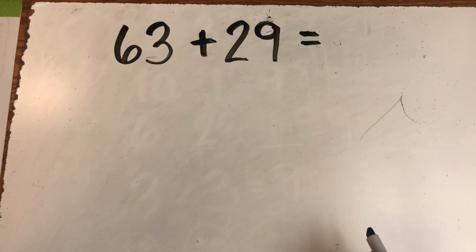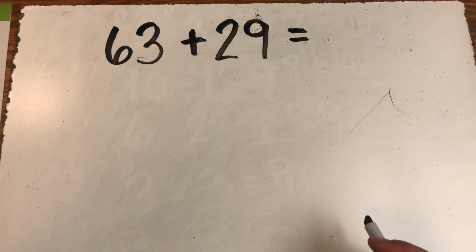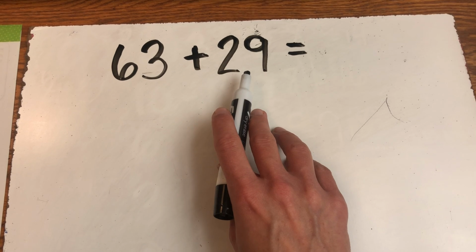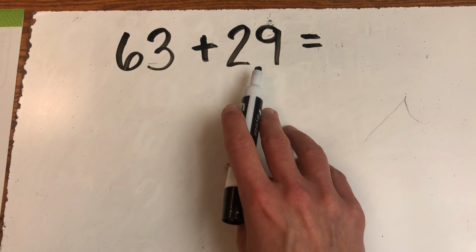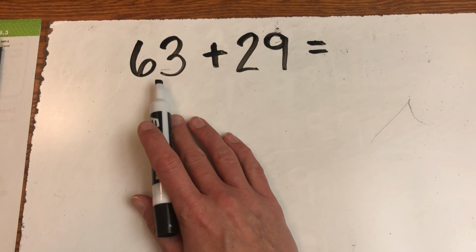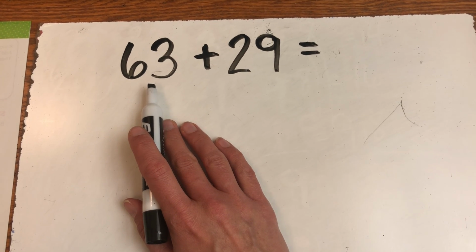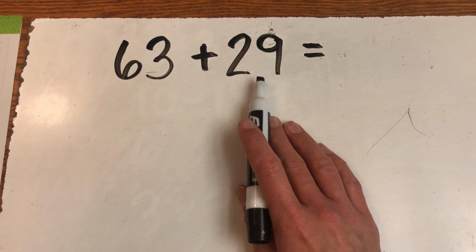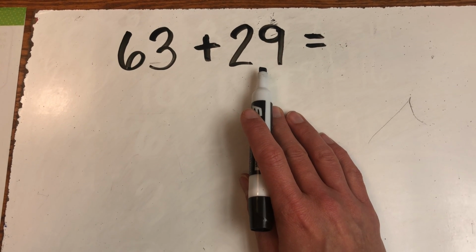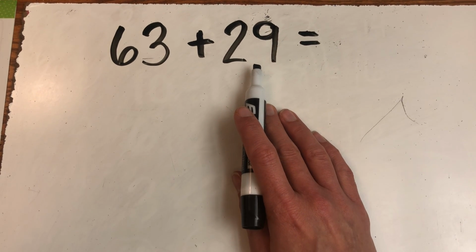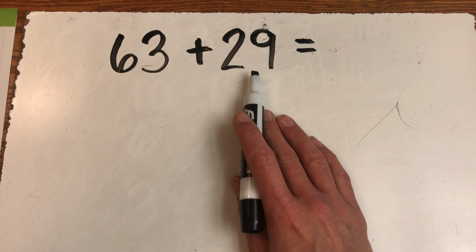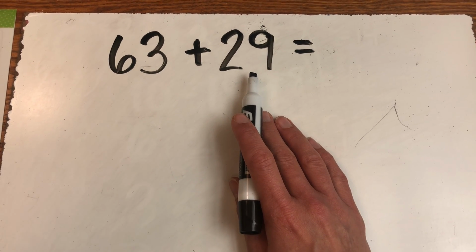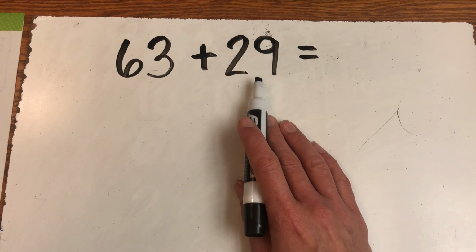All right. Today, we're going to be talking about how we can break apart each one of these numbers to help us add. So we're going to be breaking apart 63 into tens and ones. We're going to break apart 29 into tens and ones, and then we're going to add it back together. This will help us when adding really big numbers like 63 to 29.